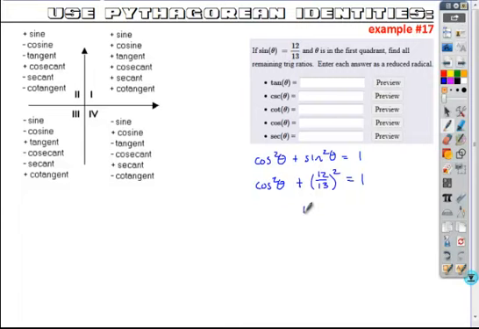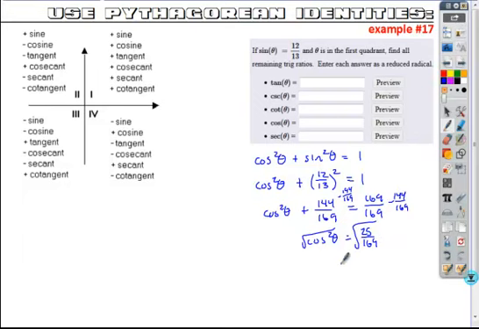And so then it's just a matter of solving. So 144 over 169 plus cosine squared theta is all equal to 1, but let's put 1 in terms of the same fraction, 169 over 169. So if we subtract this 144 over 169 from both sides, we get cosine squared theta is equal to, and when we do the math on this, we're left with 25 over 169. Extract our square root.